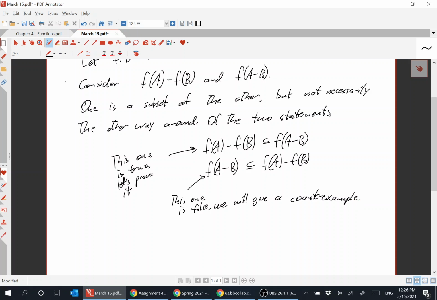By the way, compare this to the thing about intersections. Remember, set subtraction is definable in terms of intersections and complements, right? Compare this to the one about intersections. There was the image of A intersect image of B and the image of A intersect B. Which one of those was a subset of the other and which one wasn't necessarily? Do you remember with intersection?